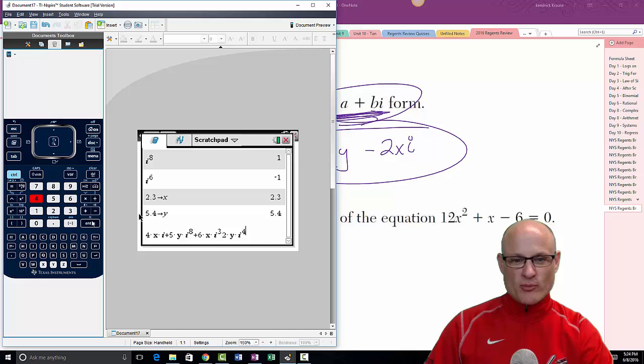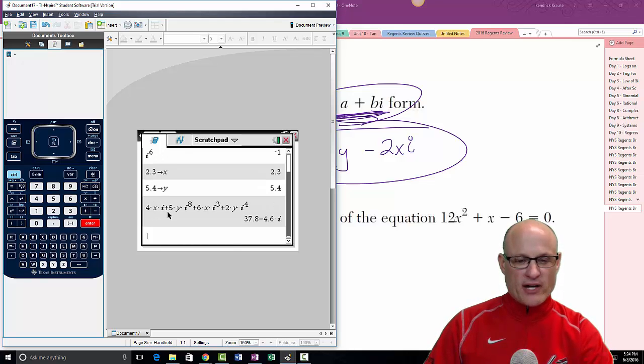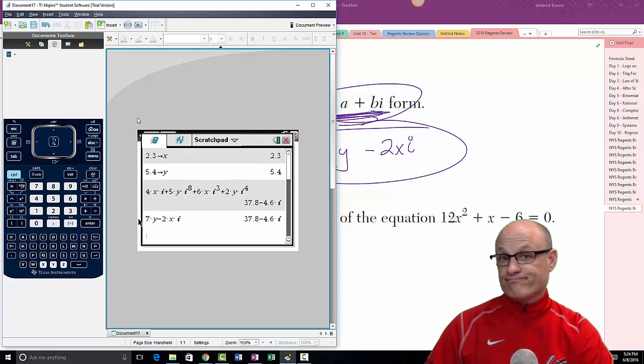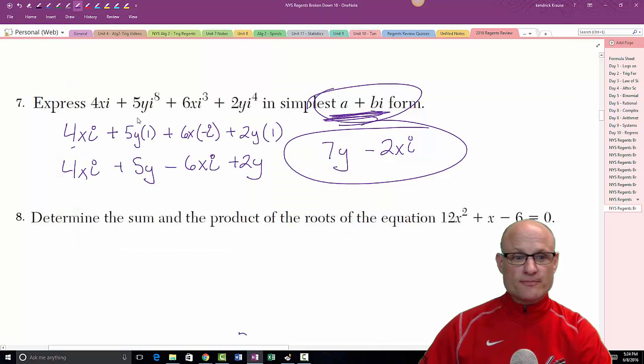Now, yeah, this is time consuming. I got a little bit of a problem because I forgot the plus here. After you type it in, make sure it looks exactly like 4xi, 5y i to the 8th, plus 6xi cubed, plus 2y. Okay, so there's what you get, 37.8. That's crazy. But now I go over to my calculator and type in 7y minus 2 times x times i. And you hit enter. Oh, look at that. It's exactly the same thing. Just saying, you can use it as a tool.